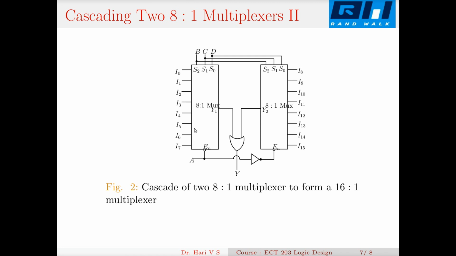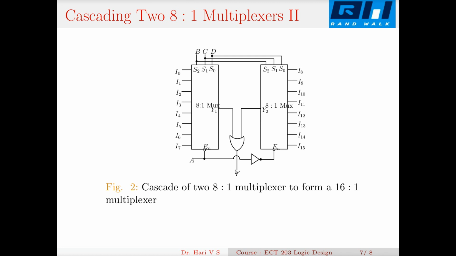Each has 8 inputs and 3 select lines. The 3 select lines are shorted together. These are inputs from I0 to I7. These are I8 to I15. So here it's assumed a logic low enable. So when A is 0, this mux is enabled. When A is 1, this mux is enabled. So these are ORed. Okay.